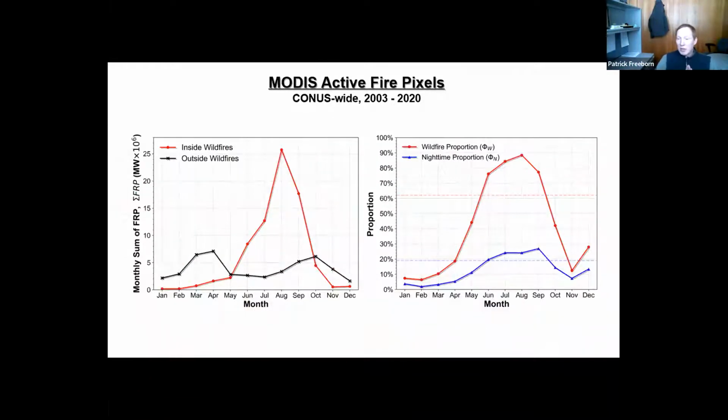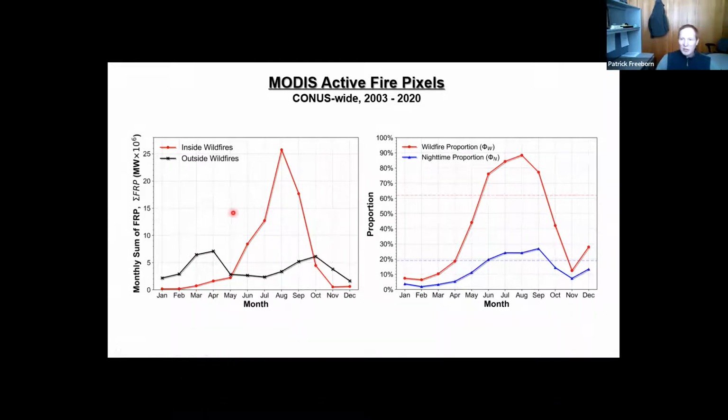So now that we've established the spatial coupling between MODIS nighttime active fire pixels and wildfire activity, we can look at the temporal coupling. And so on the left, we have a seasonal profile of monthly sums of fire radiative power detected by MODIS inside wildfires, shown in red. And what we see here is that the peak in the wildfire season occurs in August. And that's in contrast to the seasonality of prescribed burning and agricultural burning, which has a bimodal distribution with peaks in the spring and in the fall.